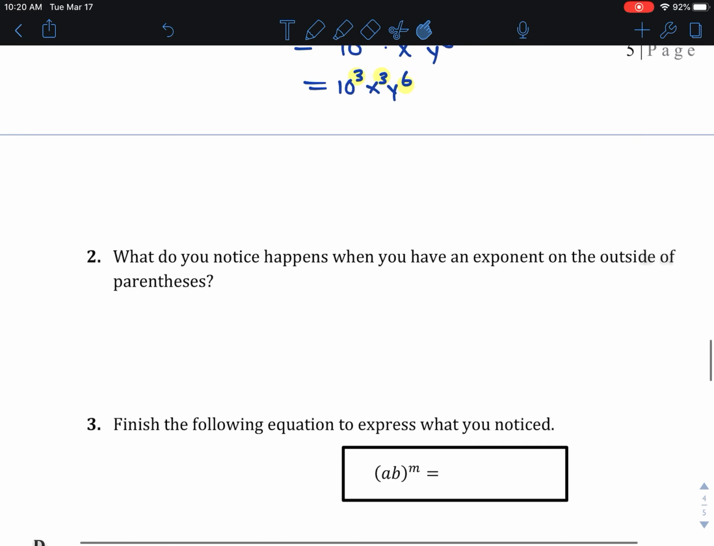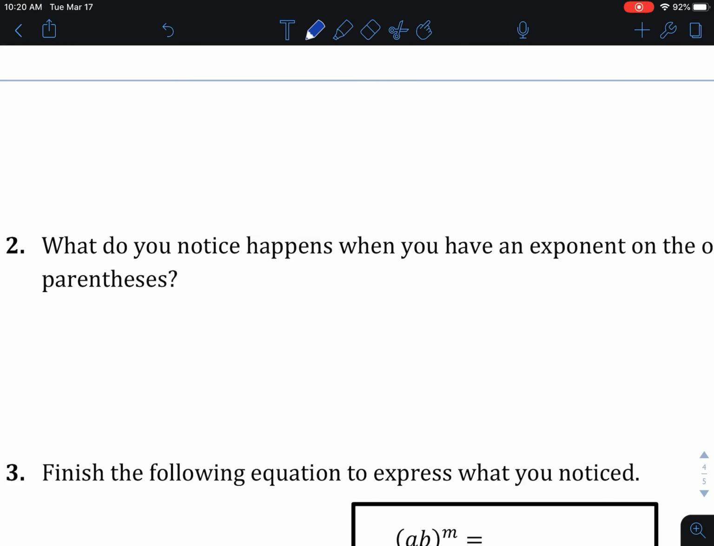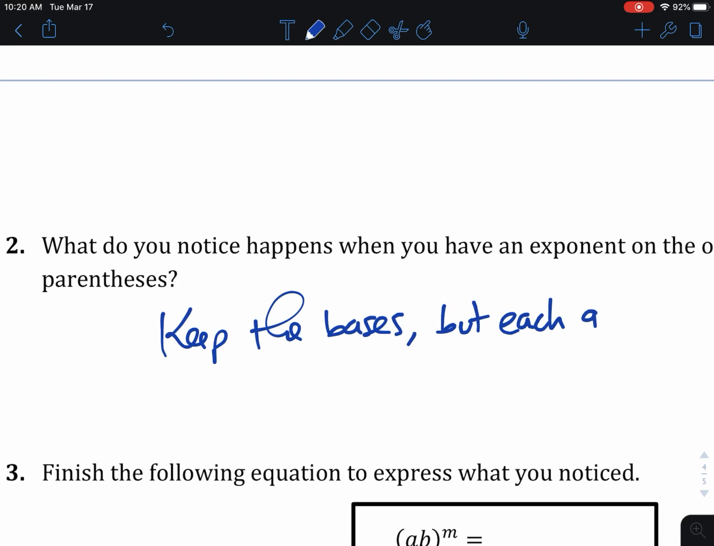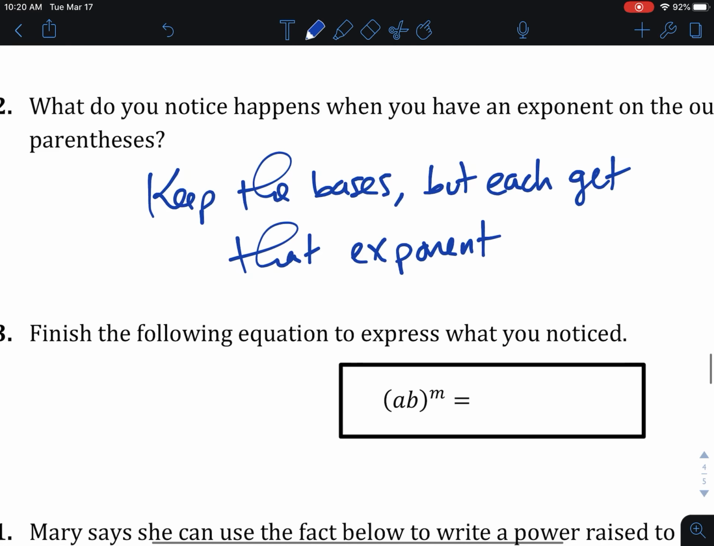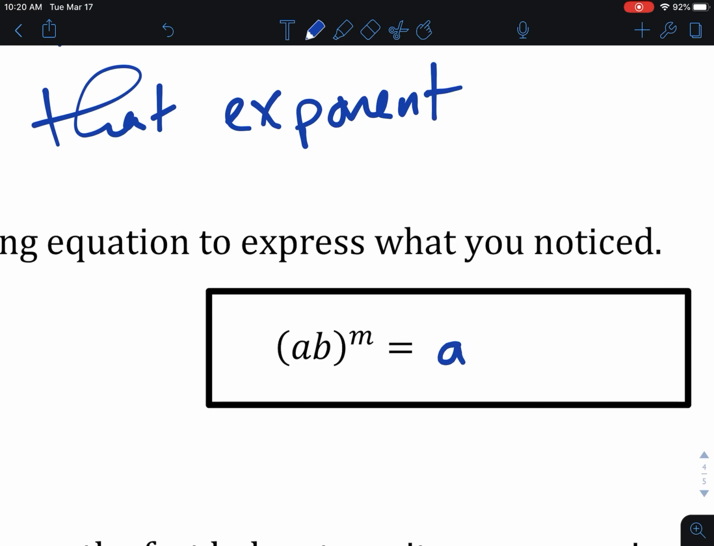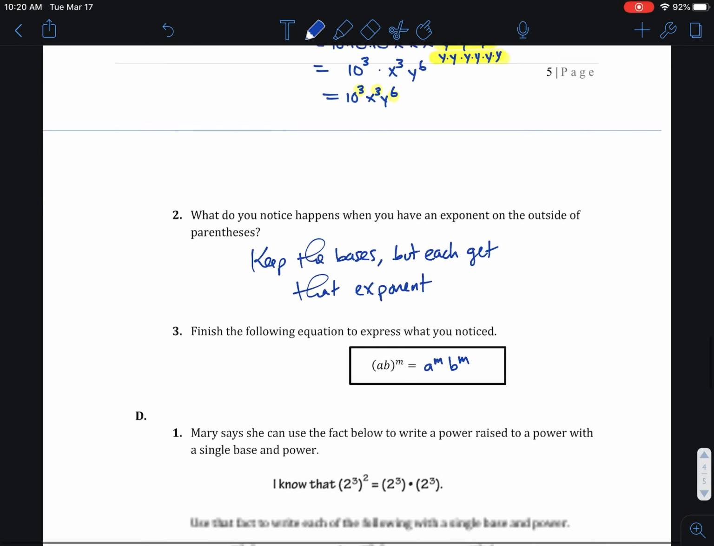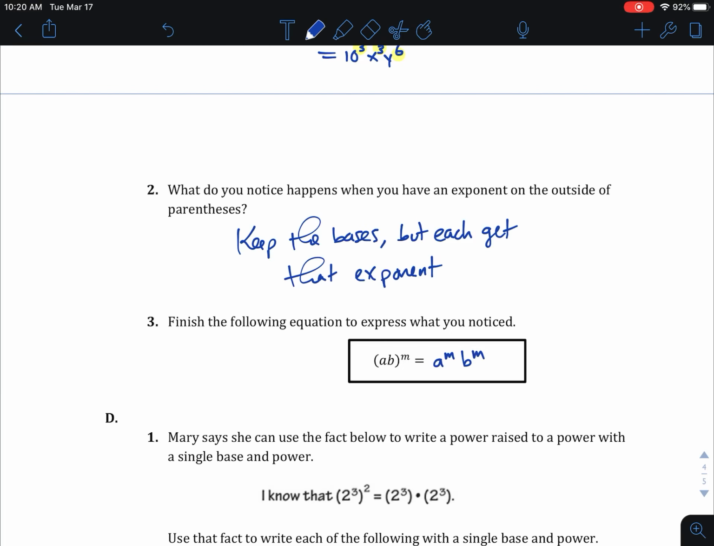So we have an exponent on the outside of parentheses. We keep the bases, but each gets that exponent. Everything gets that power that was on the outside of the parentheses. So if it's ab to the m, a gets the m exponent, and so does b. They both get raised to that exponent of m, whatever it is.